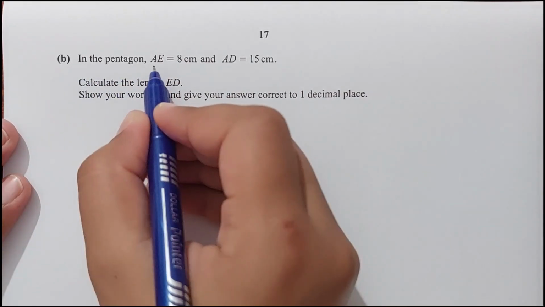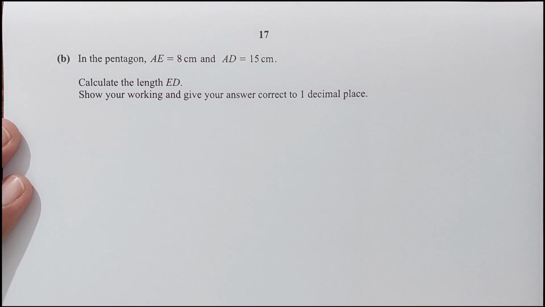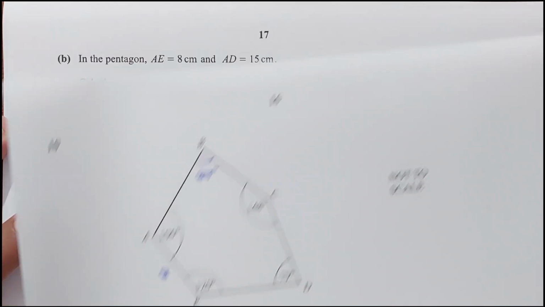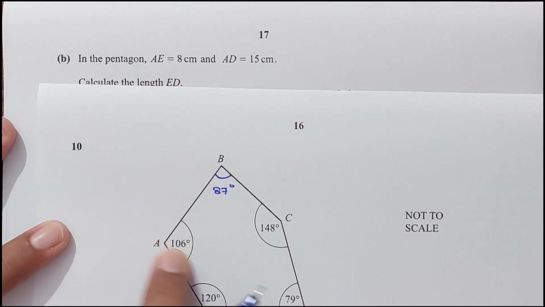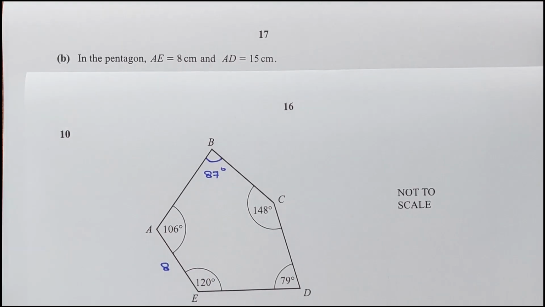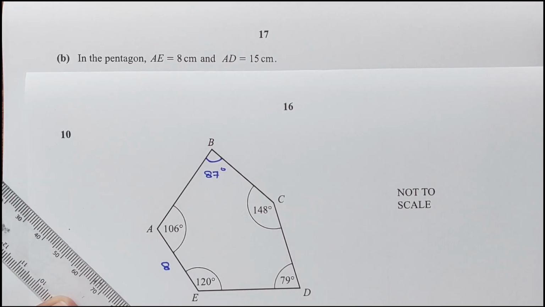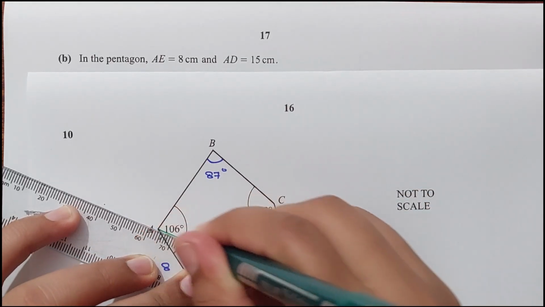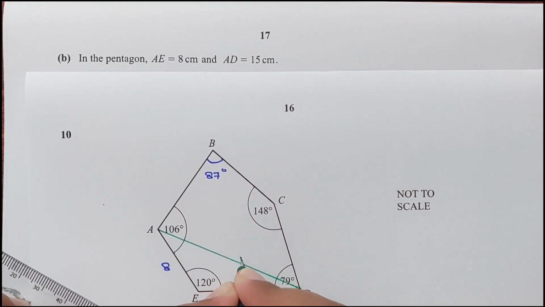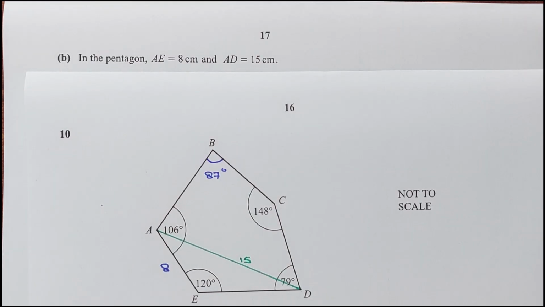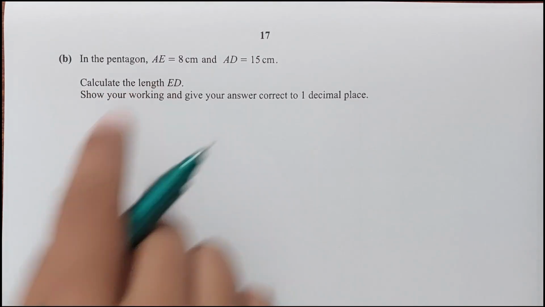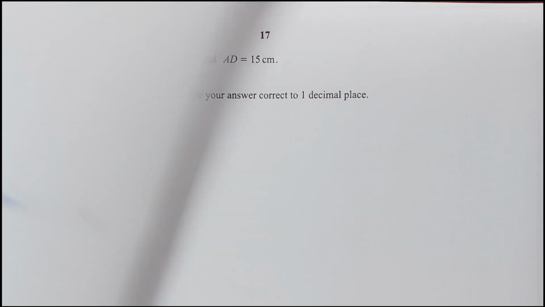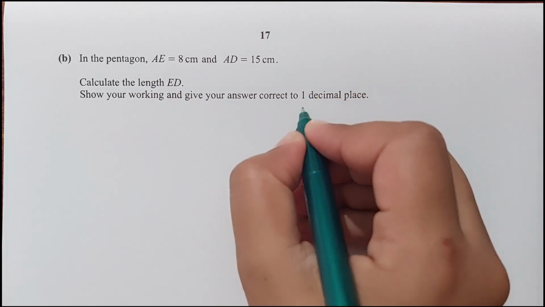Now for part B, in the pentagon AE is 8 centimeters. A to E is 8 centimeters, and A to D is 15 centimeters. Let me draw A to D. This is 15. Calculate the length ED. This length we have to calculate. Show your working and give your answer correct to one decimal place.